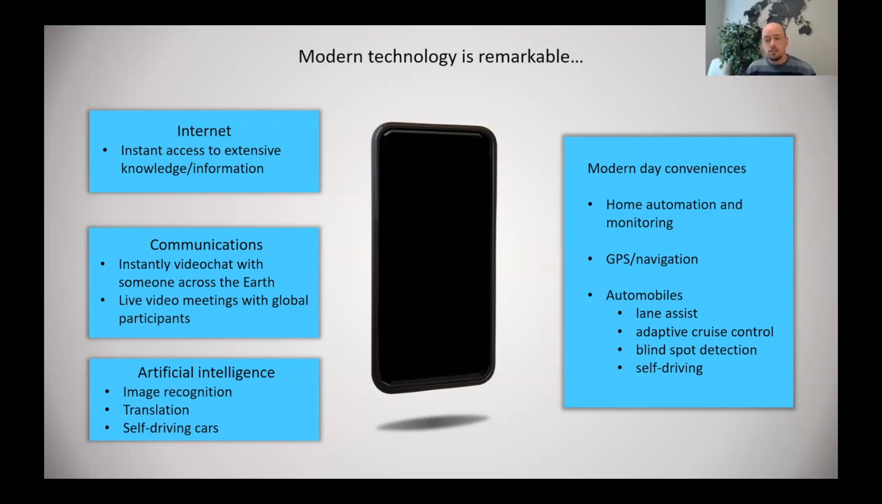Blind spot detection is quite helpful in the city. Of course, you don't want to rely on it too much, but it's certainly a helpful convenience. And then I'll mention again that we're getting closer and closer to a large scale implementation of self-driving cars, which should be a very good thing. And so of course, like I say at the top, modern technology is remarkable.